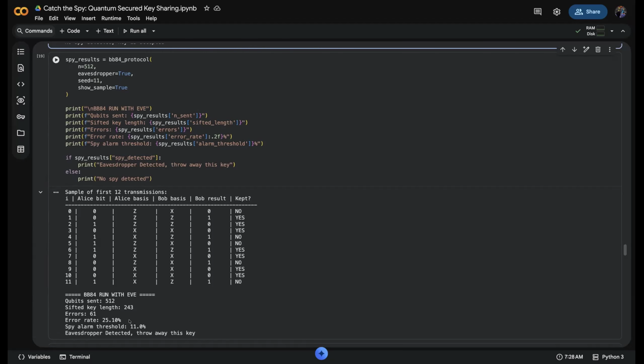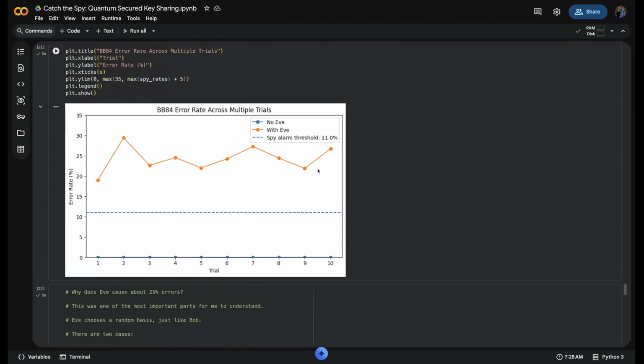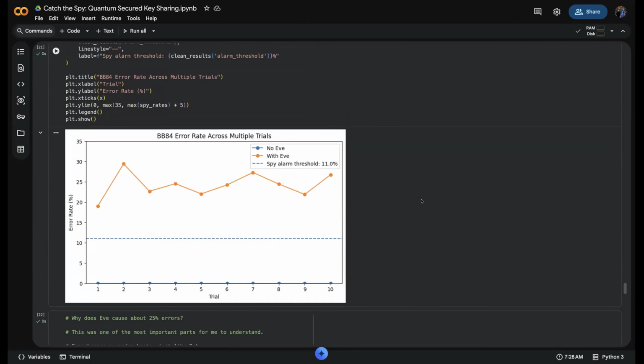Now, when I put this into a graph, you could see that no Eve ideally gave 0%, and then with Eve gave approximately 25%. I plotted a histogram to see how the probability went. On the bottom over here, no Eve was always 0. That was ideally because the qubits never changed. The error rate with Eve fluctuated a little bit. It went to 30, 20, but mostly it was in the 25% range if we take an average of it.